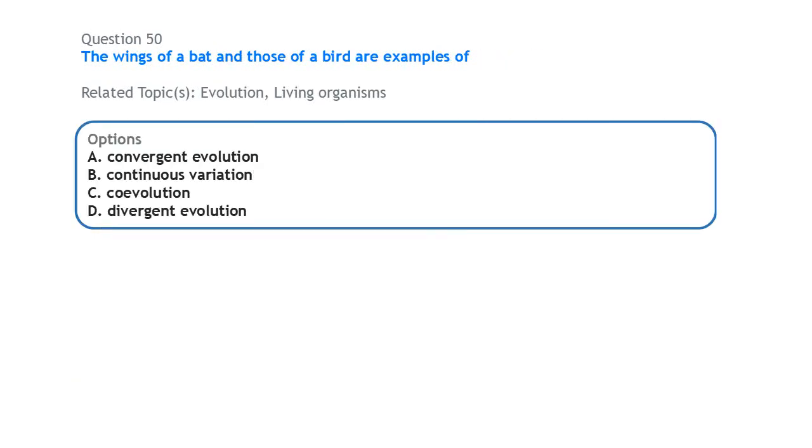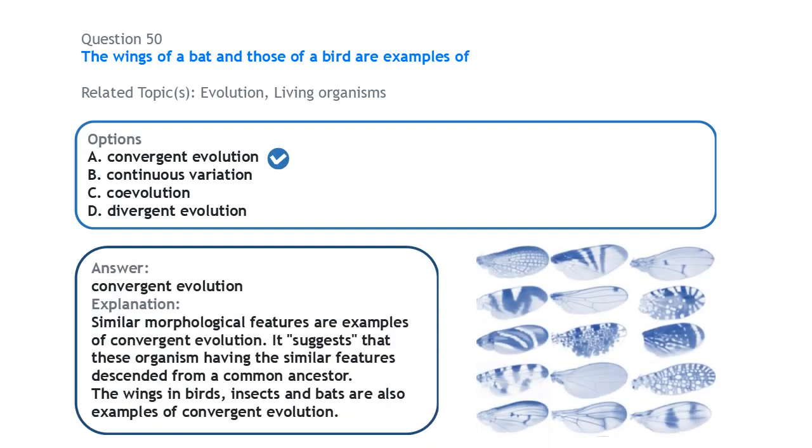The last question for this year on evolution: the wings of a bat and those of a bird are examples of. So similarities in the possession of some features like wings. So we have wings in birds and we have wings in bats. So this similarity is an example of what we call convergent evolution. Okay, convergent evolution. What that suggests is that those organisms have a common origin. It suggests that they may have descended from a common ancestor. So the wings in birds, insects and bats are examples of convergent evolution.